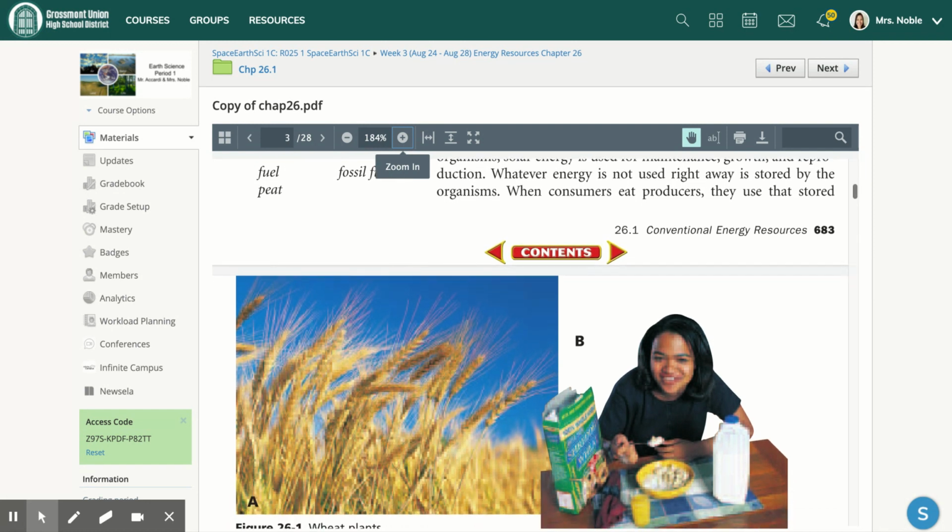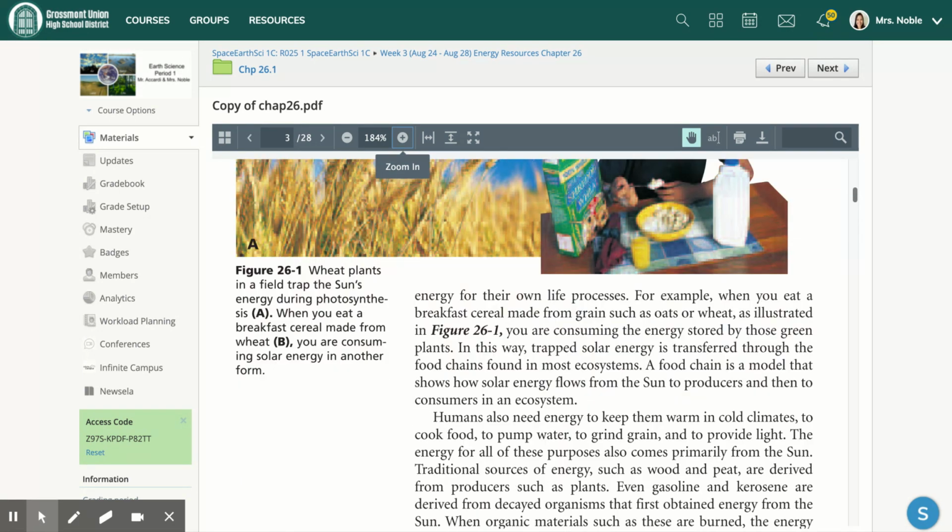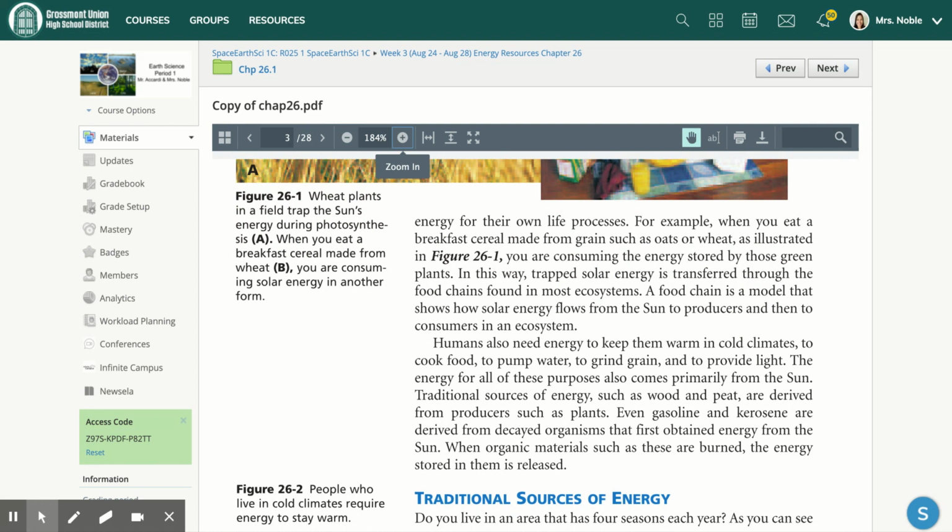When consumers eat producers, they use that stored energy for their own life processes. For example, when you eat a breakfast cereal made from grain, such as oats or wheat, as illustrated in figure 26.1, you are consuming the energy stored by those green plants. In this way, trapped solar energy is transferred through the food chains found in most ecosystems.